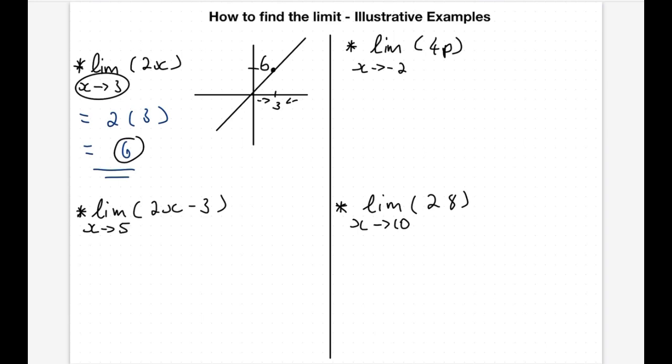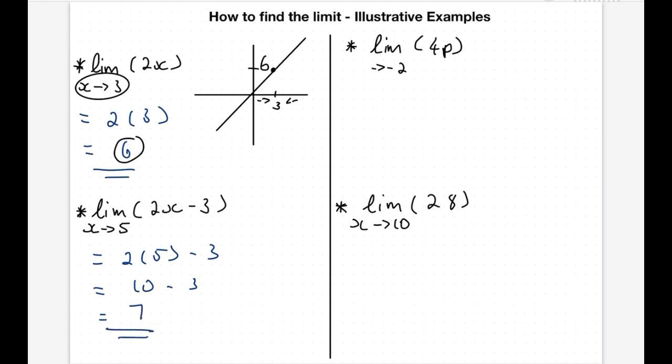We will discuss that more in detail towards the end for your own enrichment, but you really just only have to worry yourself about how to find the limit. And so let's look at more illustrative examples on that. So here we have the limit of 2x minus 3 as x approaches 5. That's just going to be 2 times 5 minus 3. Now, 2 times 5 is 10. So this is 10 minus 3. So the limit as x approaches 5 of 2x minus 3 is 7.